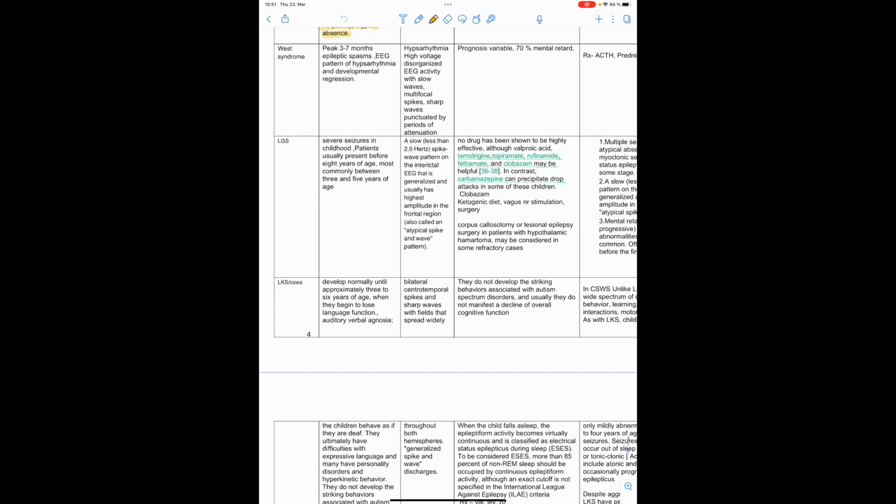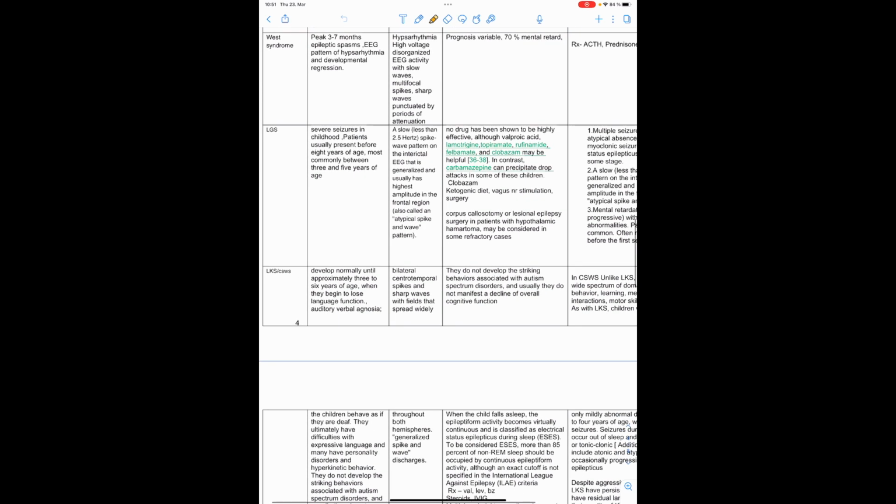Today we will start discussing these. This is the third part of the epilepsy syndromes, and West syndrome. So West syndrome peaks in 3 to 7 months, and there are epileptic spasms, EEG pattern of hypsarrhythmia, and developmental regression. So three things: epileptic spasms, EEG pattern of hypsarrhythmia, and developmental regression.